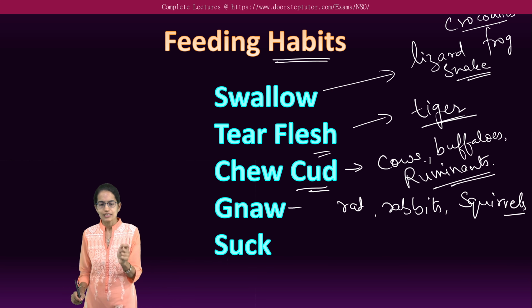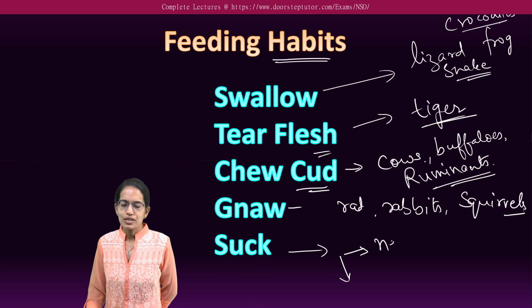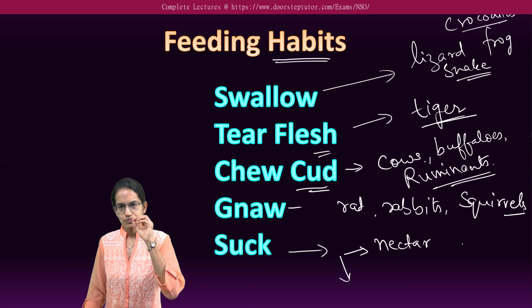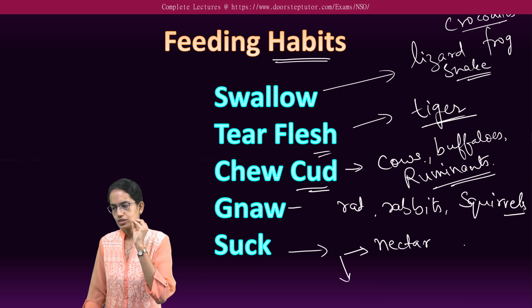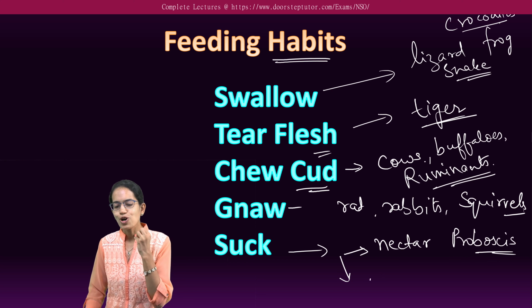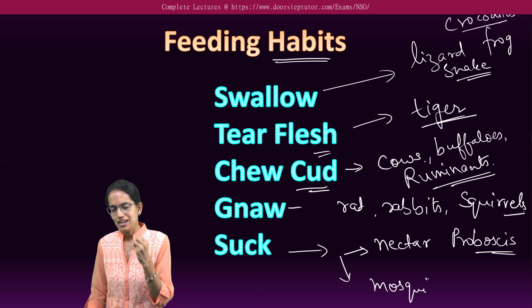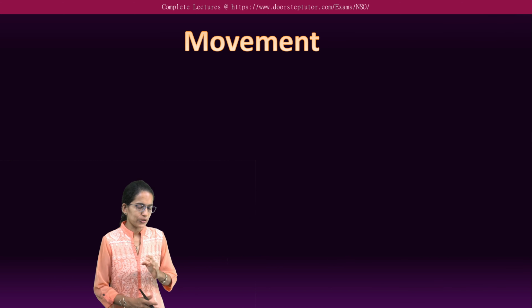Some animals suck. Now this term is really interesting. Birds suck nectar. They have a long tube in the mouth which is known as a proboscis, through which they suck. You also have mosquitoes which suck, but they don't suck nectar, they suck blood. So there are different feeding habits attached to different organisms.